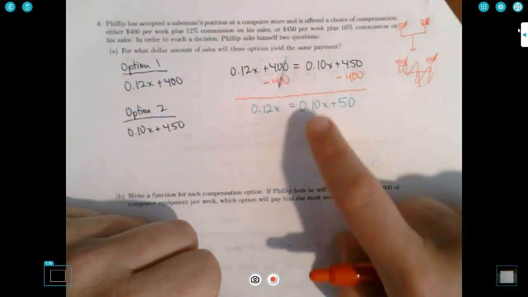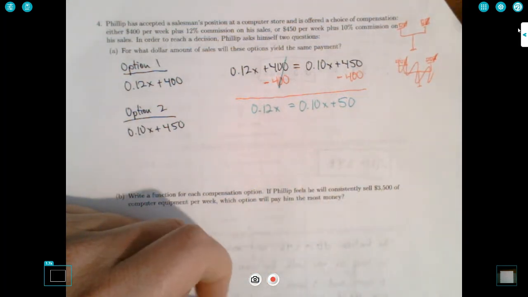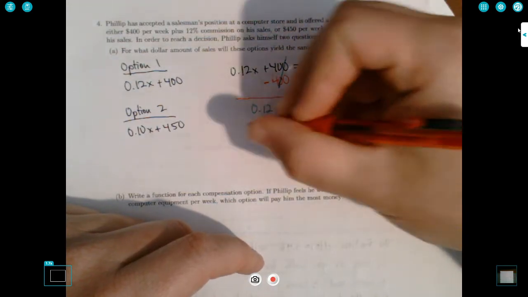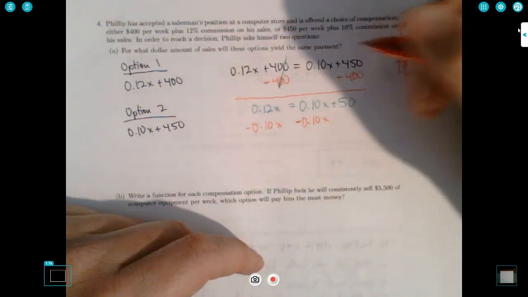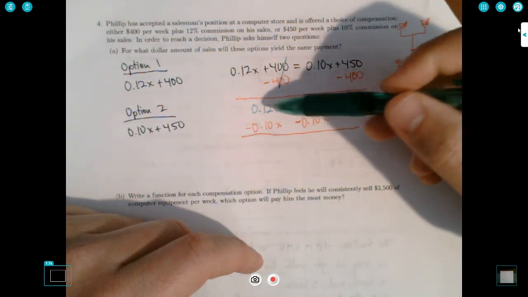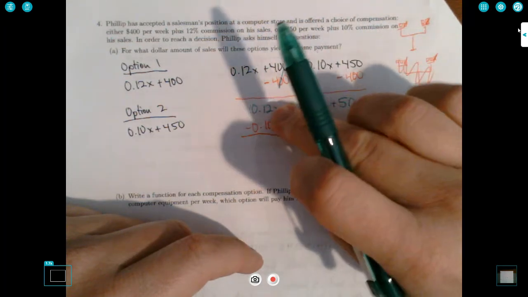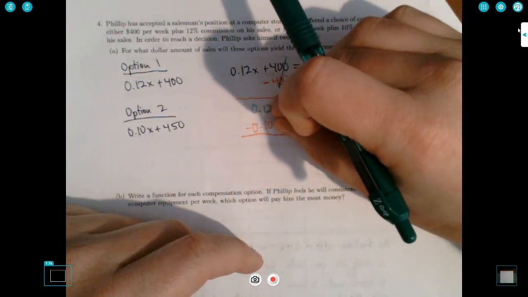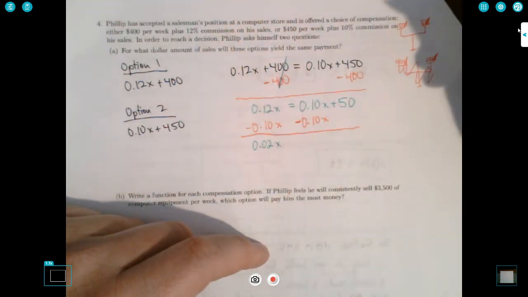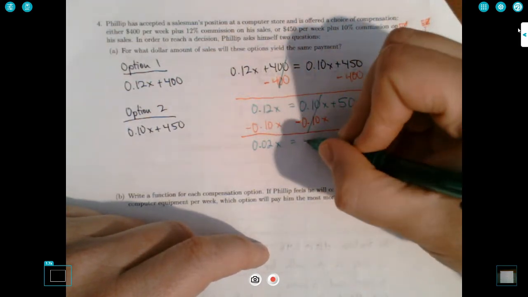And so the way I'm going to do that is I'm going to move this 0.10x over to the other side. Again, I'm going to do that by subtracting it. I want to get rid of it, so I'm going to subtract it. When you subtract 0.12x minus 0.10x, you don't have to worry about the x's. Just subtract the numbers, right? 0.12 minus 0.10 is 0.02. And then just bring the x along for the ride. On the right-hand side, these things will just cancel and leave me with 50.